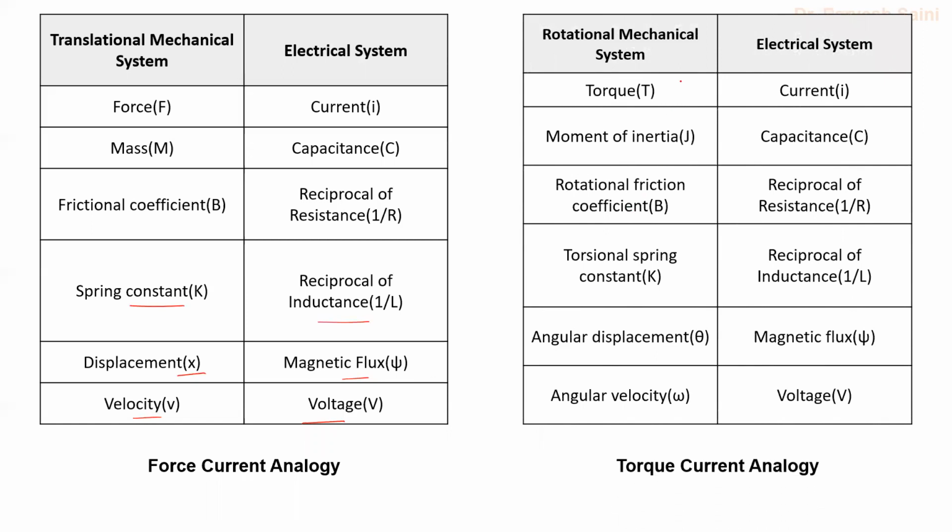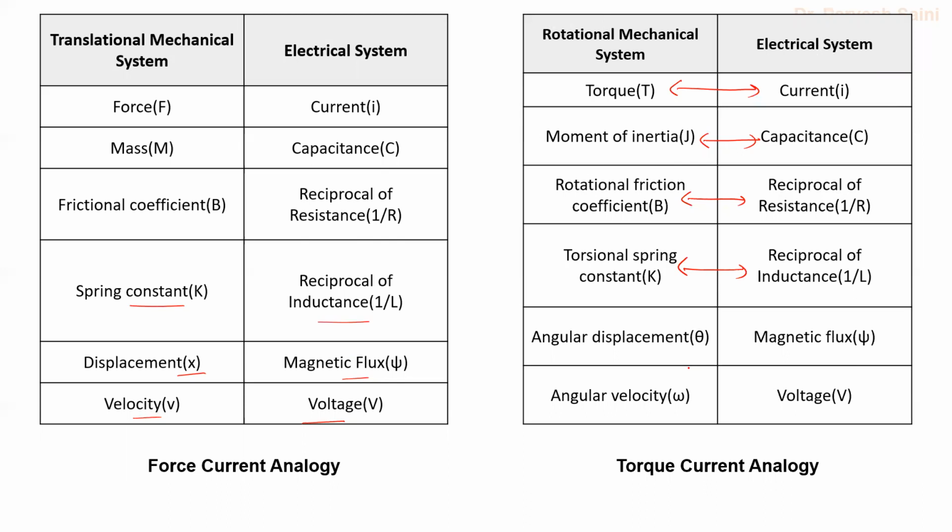In the torque-current analogy, torque and current are analogous to one another. Moment of inertia and capacitance are analogous. Rotational friction coefficient and reciprocal of resistance are analogous. Torsional spring and reciprocal of inductance are analogous, right? In this way, we have angular displacement with magnetic flux, and angular velocity with voltage. So in this way, we can determine the analogous systems of electrical and mechanical systems, right?